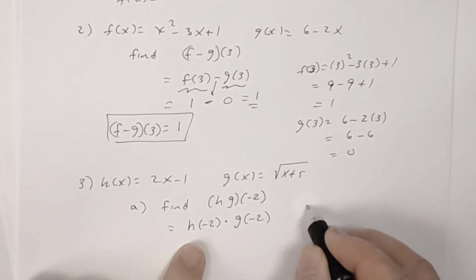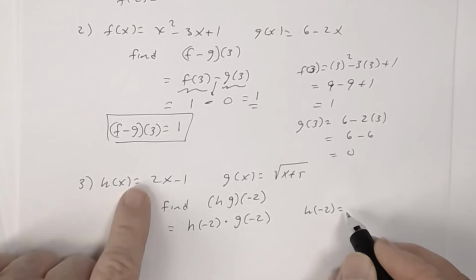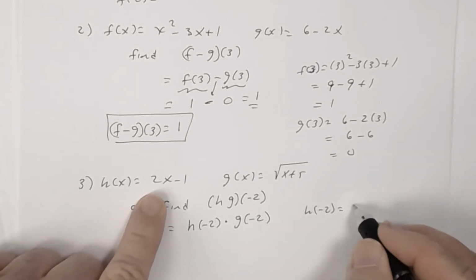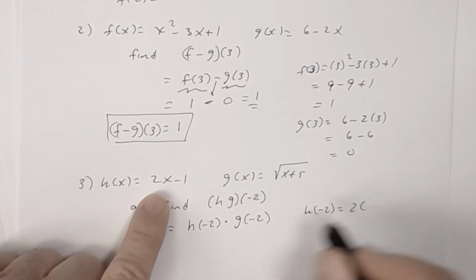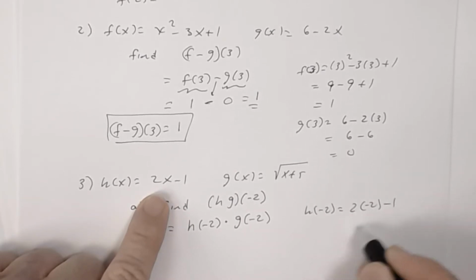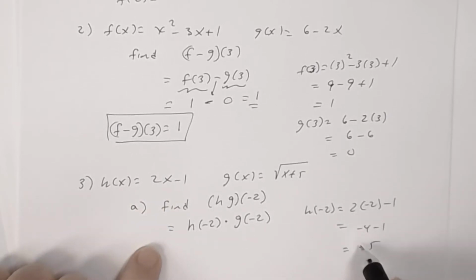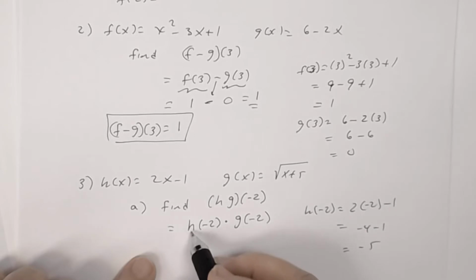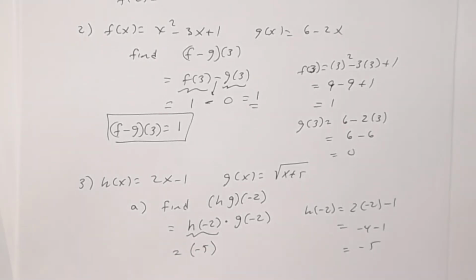So let's find h of negative 2 first. I go to my function h, and I'm going to substitute negative 2. So I get 2 times x, which is negative 2, minus 1. So 2 times negative 2 is negative 4. Negative 4 minus 1 is negative 5. So h of negative 2 is negative 5. So that means this right here is negative 5. Okay, so that's what I have so far.